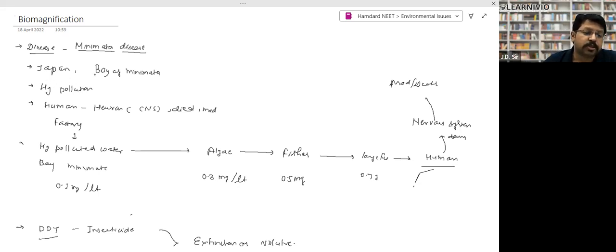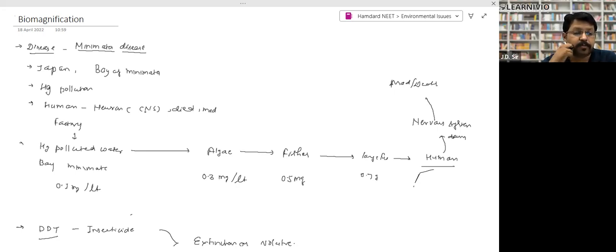So this disease was discovered in Japan, and what was the reason behind the disease? The reason behind the disease was mercury pollution, right? Hg pollution, mercury pollution. So mercury pollution damaged the human neural system, and because of that a person becomes mad, and after that dies, right?